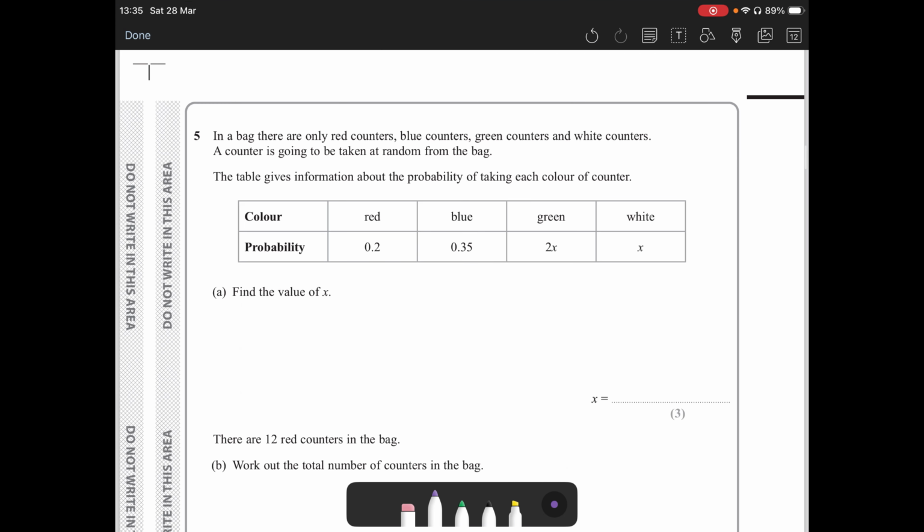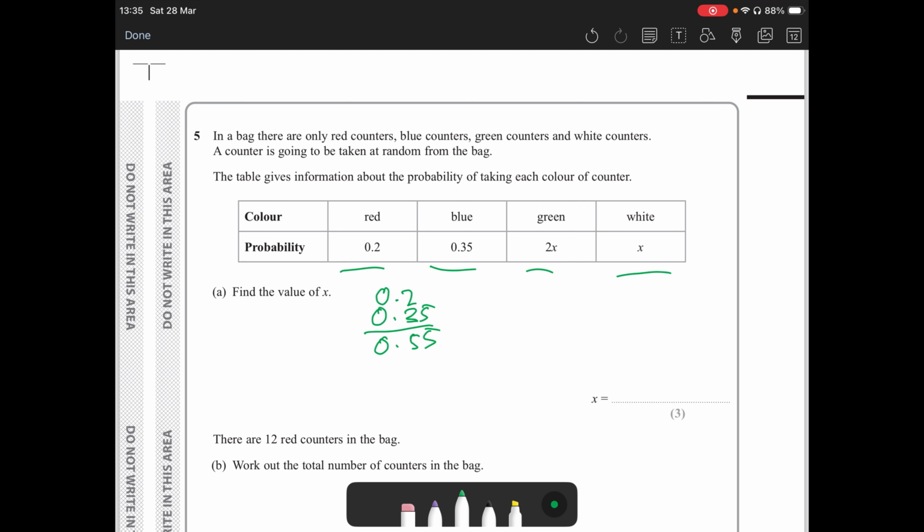All right, number 5. So we got a table of probabilities here. In the bag, they're only red, blue, green, and white, no other colours. Find X. Right, well, we know all of these add up to 1. The sum of mutually exclusive events is equal to 1. In this case, all of these 4, because nothing else can happen. So we'll add the red and blue to begin with. If you add these two, you get 0.55.